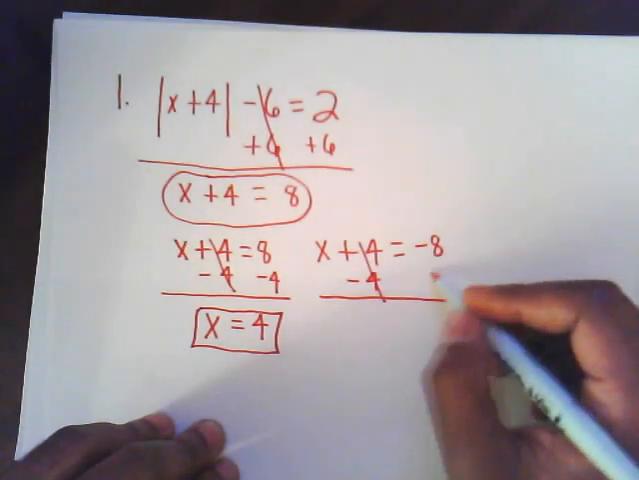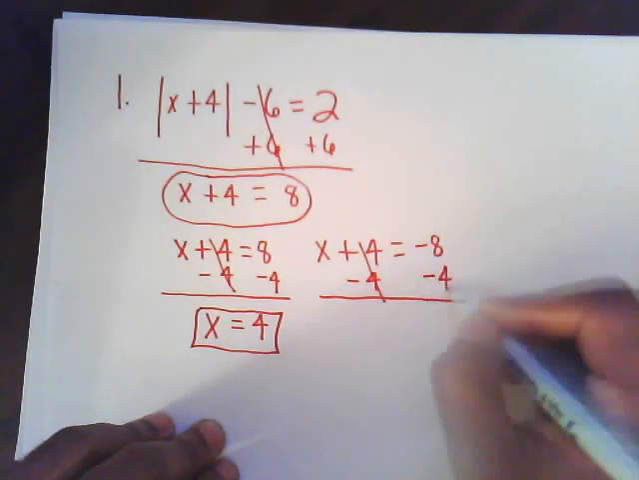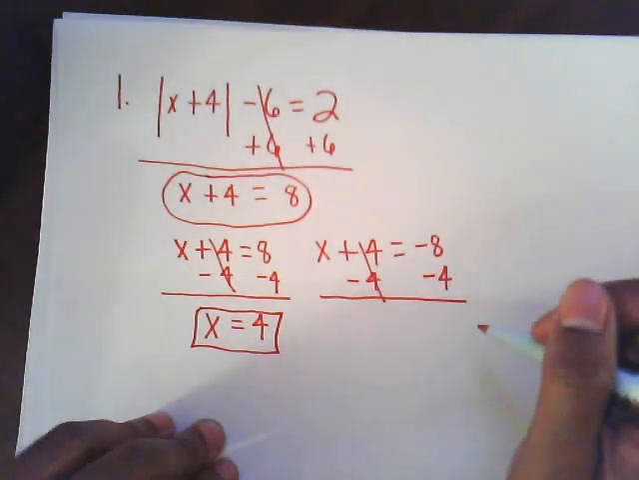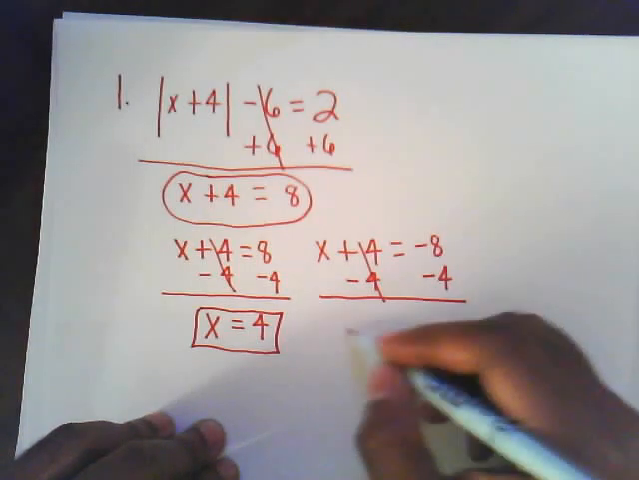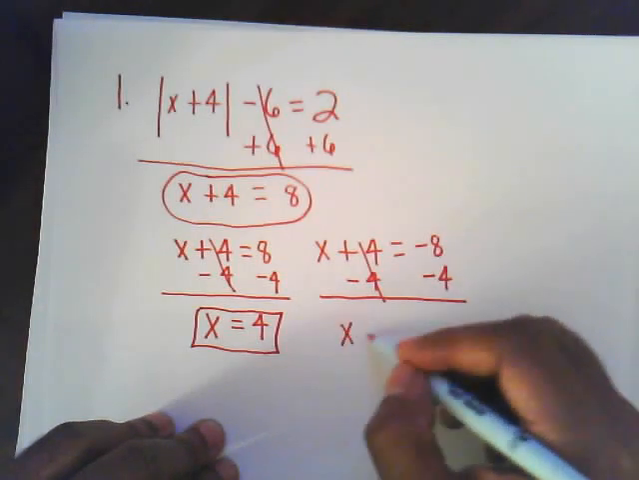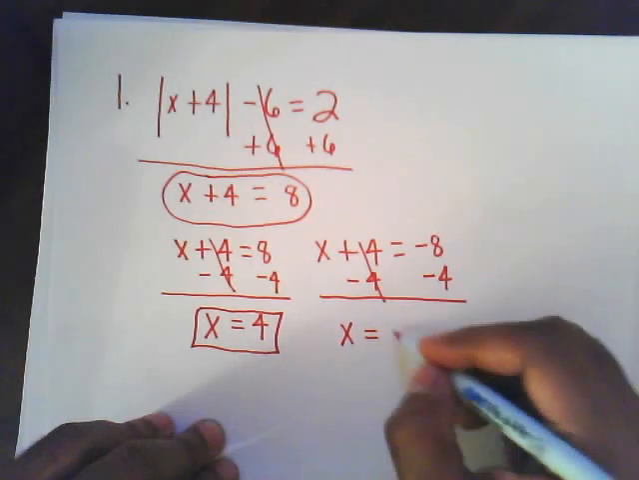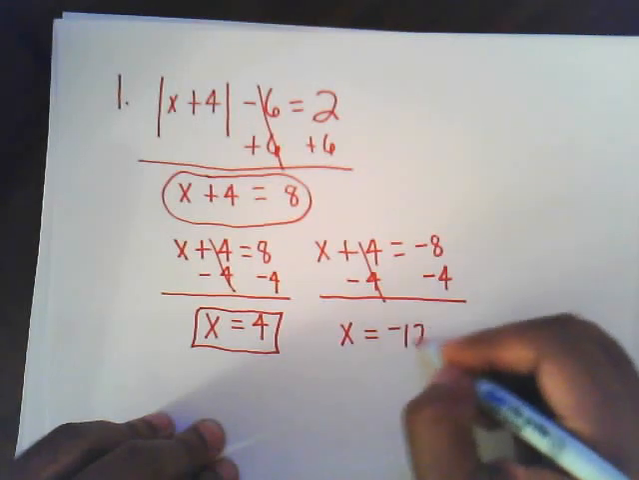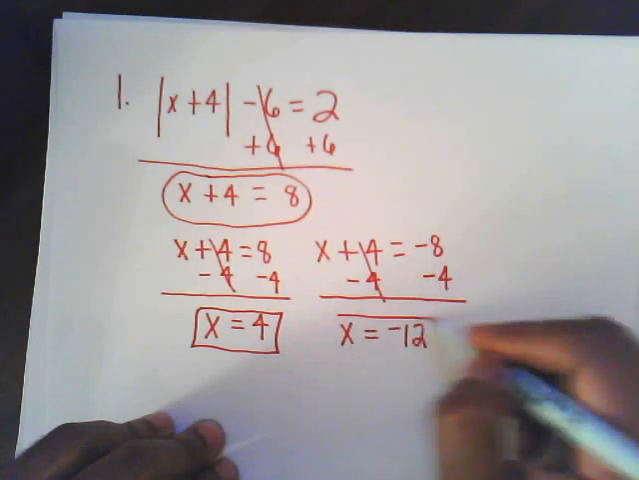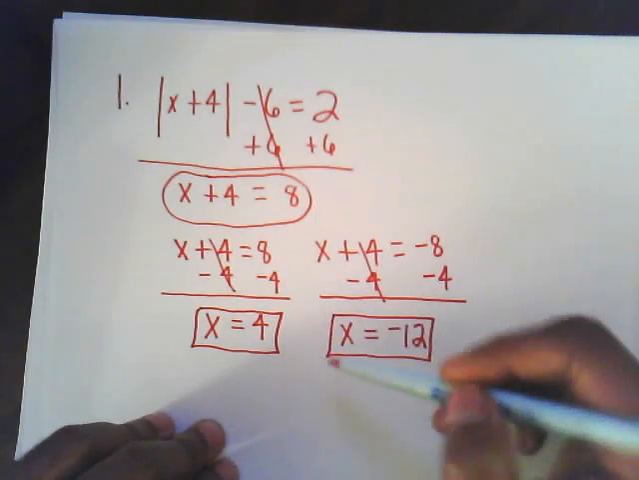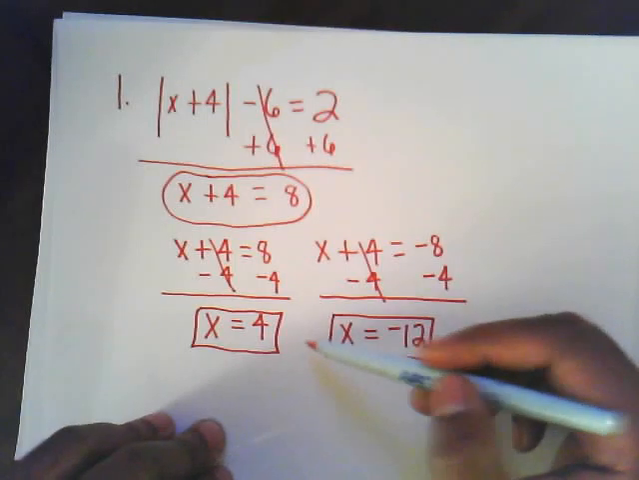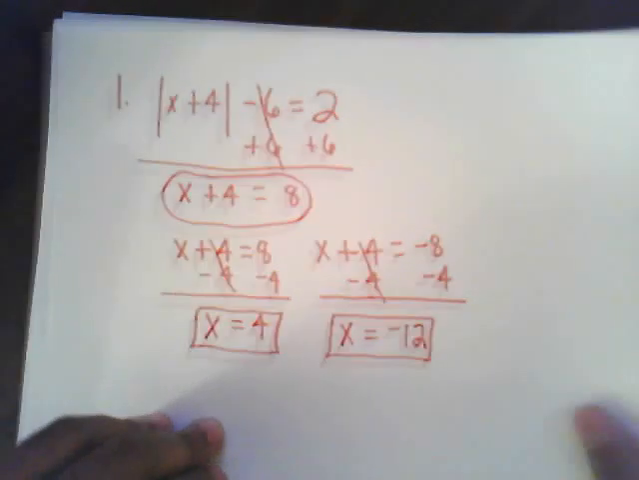We come over here and we also subtract 4 because it's the inverse operation. Negative 8 minus 4, you should put this in the calculator. Correct. Negative 8 minus 4 equals negative 12. So our second answer is x equals negative 12. So there we have it. Two answers. X equals 4 and x equals negative 12.